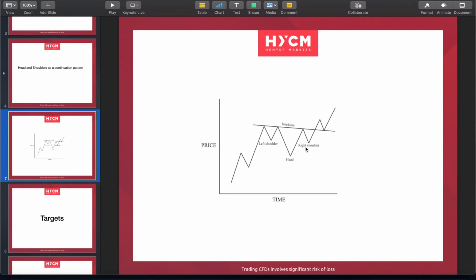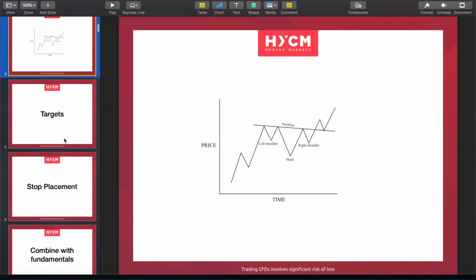The textbook entry for a head and shoulders pattern is on a break of the neckline. Now, how do you know when the neckline's broken? The best way is to look at a daily close above the neckline. So when you have a candlestick chart that closes above that neckline, that gives you a good indication that that neckline has broken from a technical perspective. Often you will get another chance of a return to that neckline. So it is possible to wait for the break and then wait for a retracement back to the neckline. Of course, the risk is that you miss out on the move.